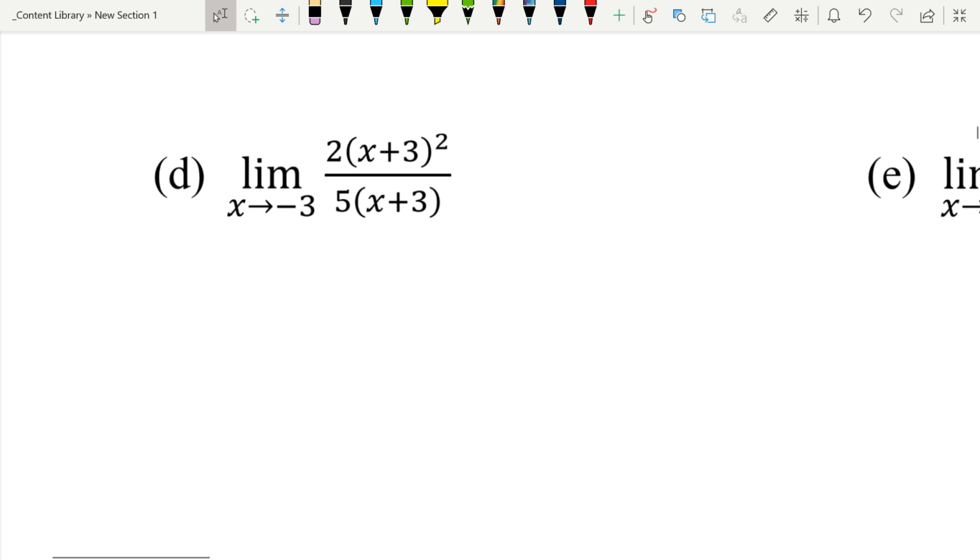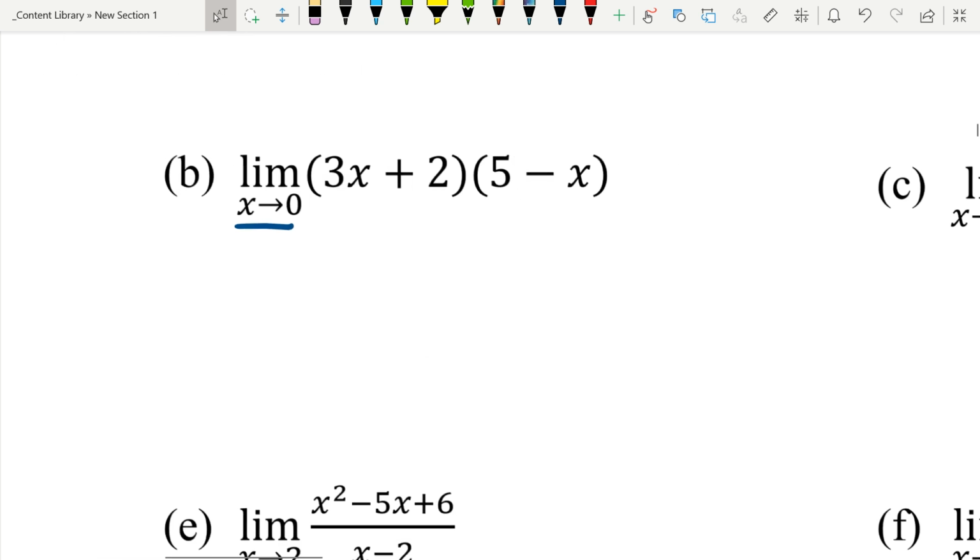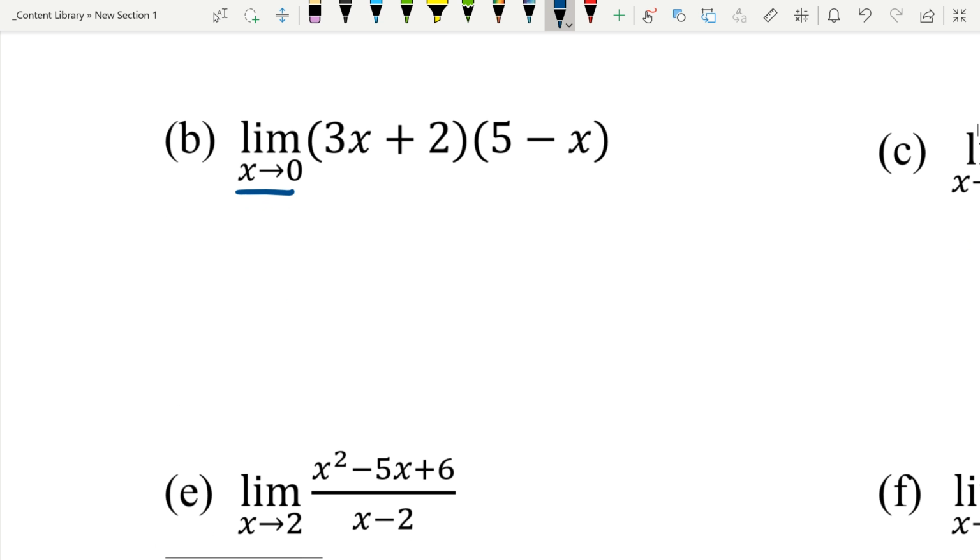So do something to the function to simplify it first, and then substitute in. Anyway, I want to substitute that value into the function. That's all I want. So for part B, can I substitute x equals 0? Is there any problem? No. Just substitute 0 in. That's 2 times 5, which is 10. Done, if I can substitute in directly. If I can't, do something first and then substitute in.